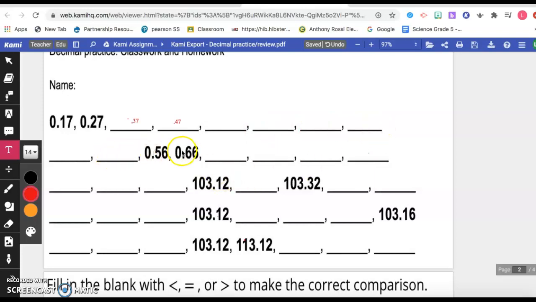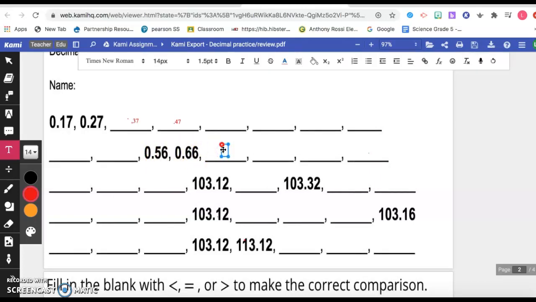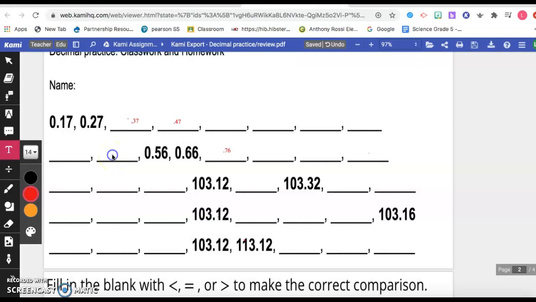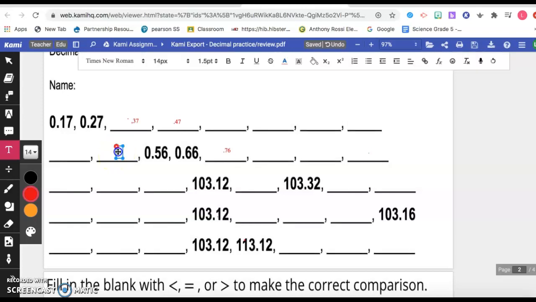Then you're going to look at the second row. Each row is different, so this does not continue. You're going to look here and find the pattern. 56 hundredths, 66 hundredths, 76 hundredths, and so on. You have to find the number that comes before 56 hundredths. Before 56 hundredths would be 46 hundredths.